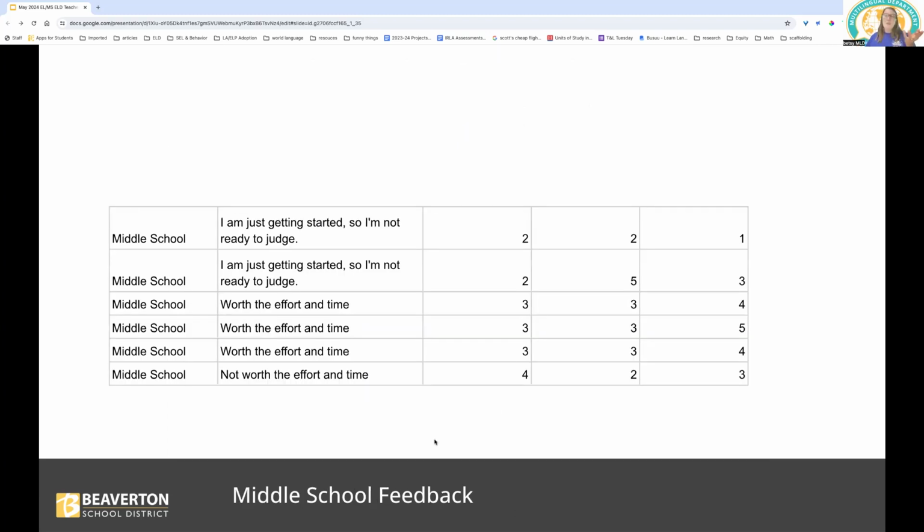Oh, just to give you the rundown for middle schools, just to pull it out. It was pretty similar. A couple of people were just getting started. Three people thought it was worth the effort, one person thought not. So for what it's worth, that's what we know about Lexia English at this time.